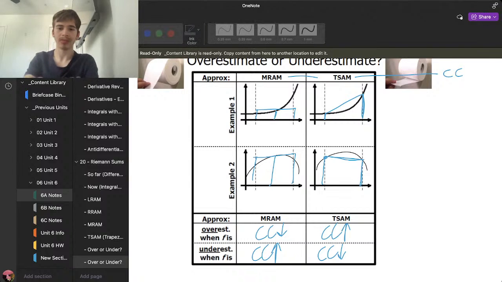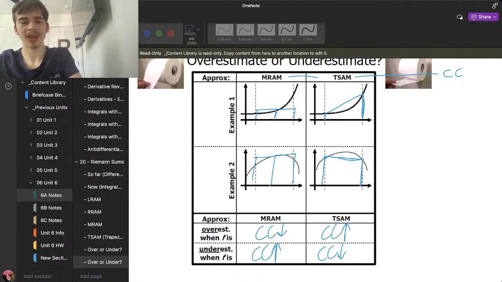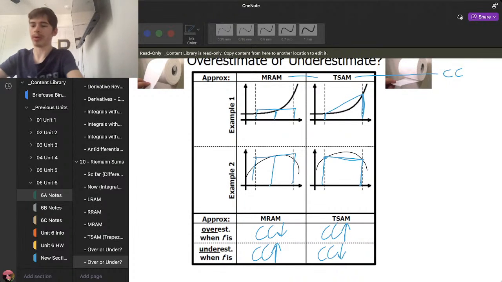Okay, well for now, look at the table. TRAM is vice versa of MRAM. Both depend on concavity.